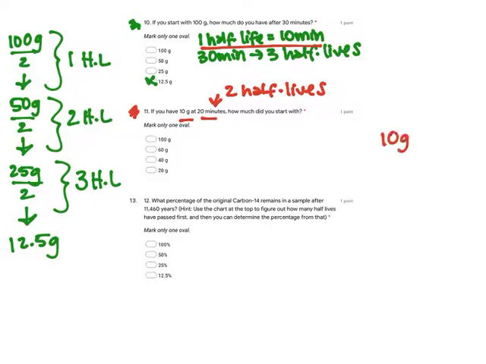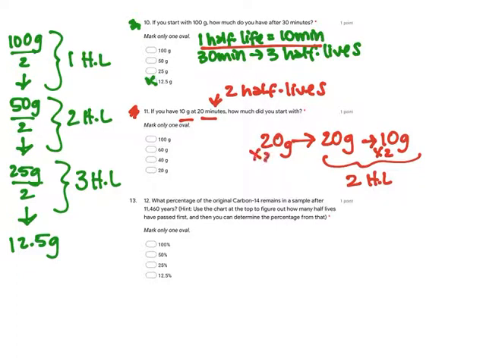So 10 grams resulted after the second half-life. So we need to multiply this by 2 to figure out that we started with 20 grams at the beginning of the second half-life. We know that 20 grams remained at the end of the first half-life. Multiply it by 2 to figure out what we started with. So we started with 40 grams at the very beginning. So our correct answer would be 40 grams.